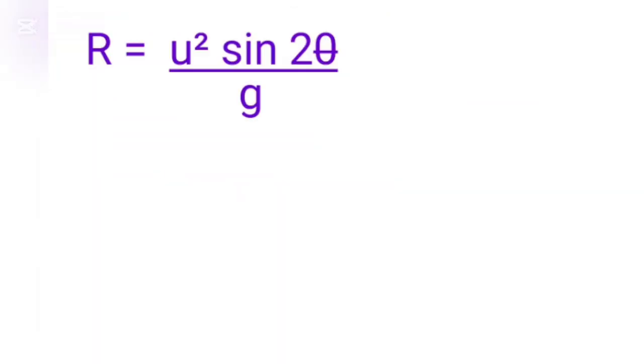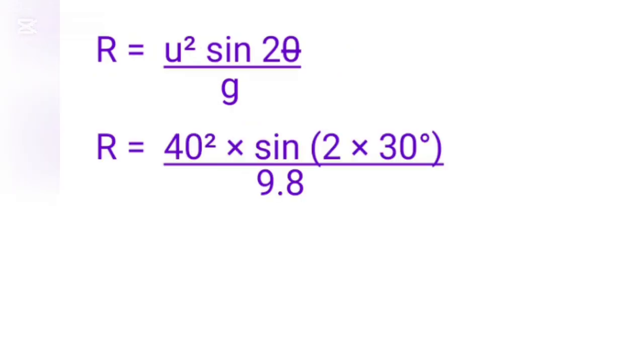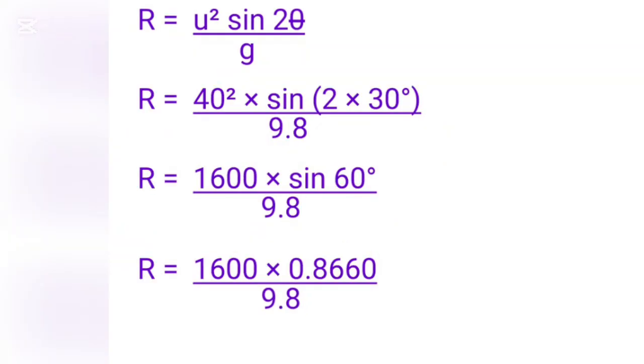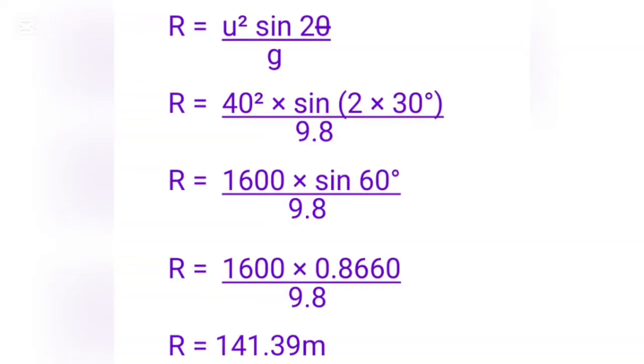Number 3, the horizontal range of the projectile. R is equal to u square sin 2 theta over g. Substituting 40 square times sin 2 times 30 degrees all divided by 9.8, R will now be equal to 1,600 times sin 60 degrees divided by 9.8. R is equal to 1,600 times 0.8660 divided by 9.8. Final answer: R is equal to 141.39 meters.